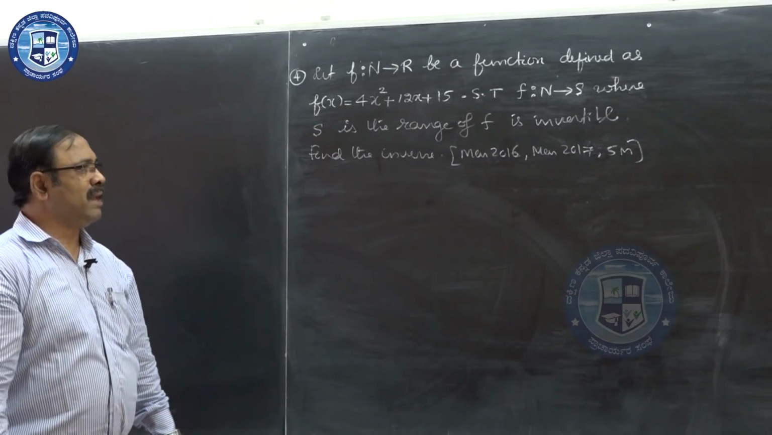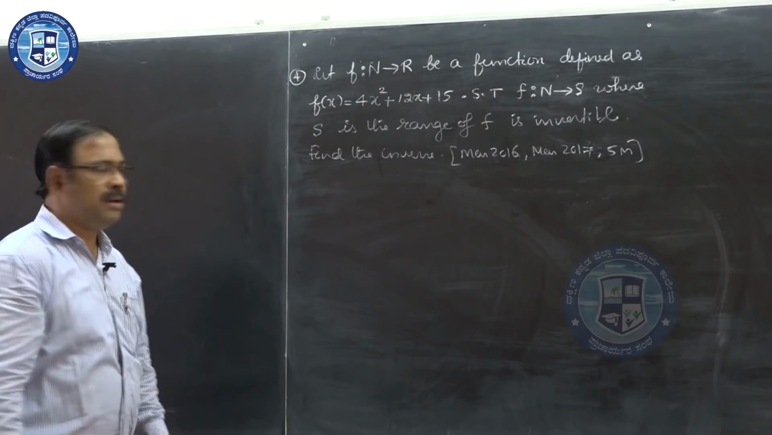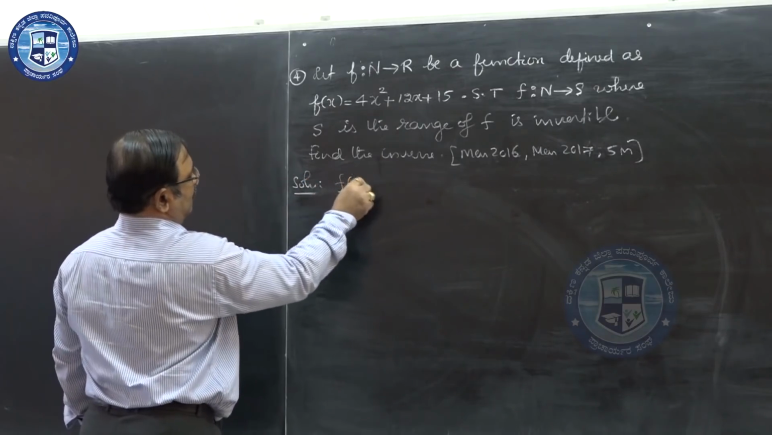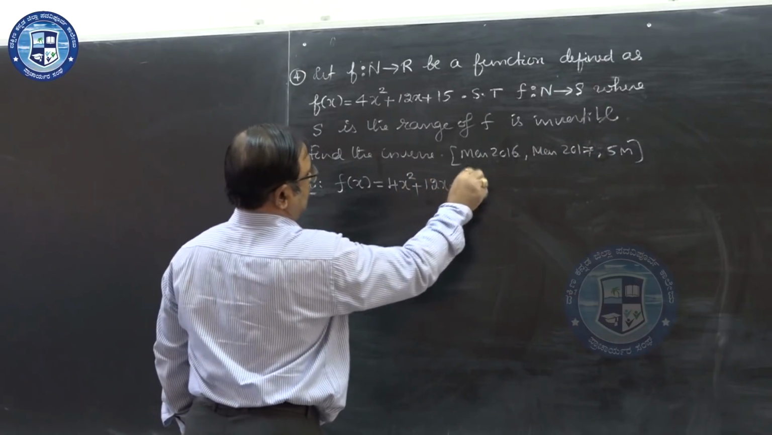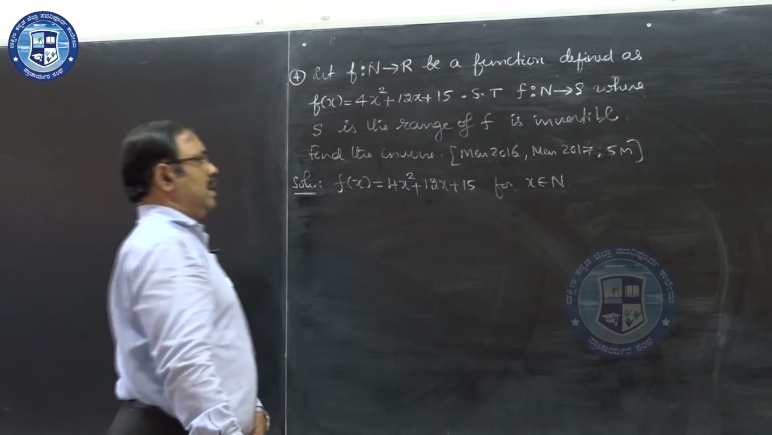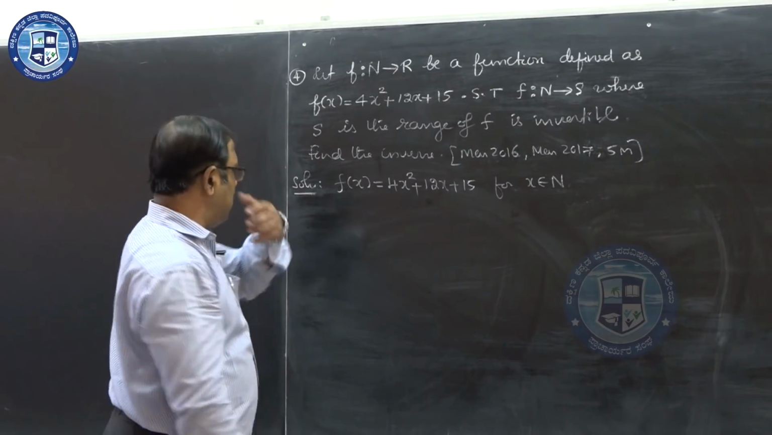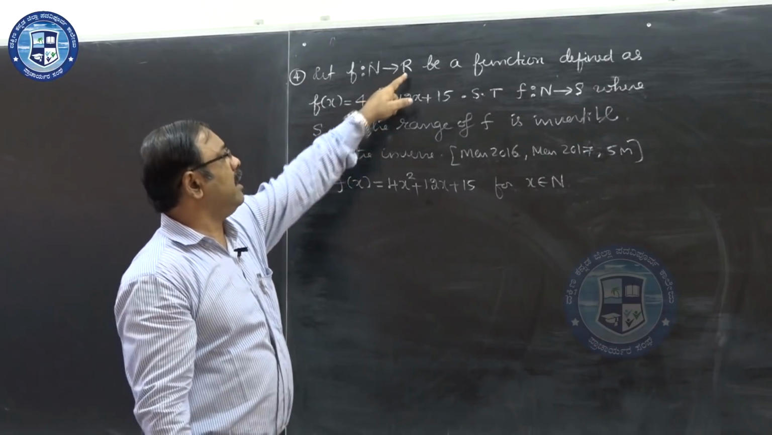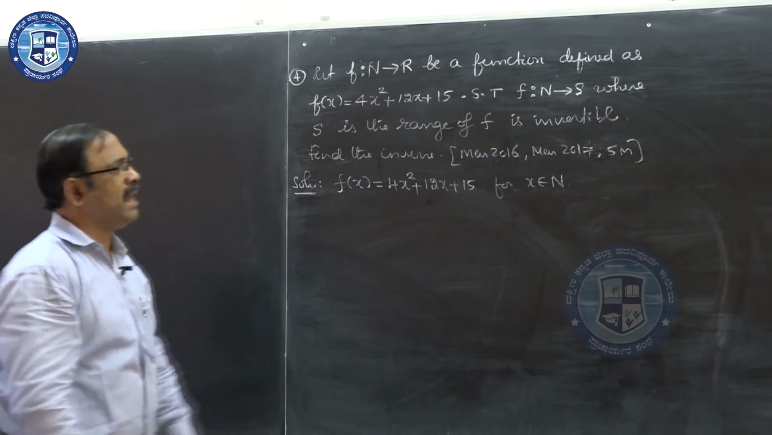I will solve the problem again by both the methods, but according to me the second method is better than the first one. But anyhow I will explain both. They have given f of x is equal to 4x square plus 12x plus 15 for x belonging to N. Now you have to find a function. Actually I am going to define a function from S to N.